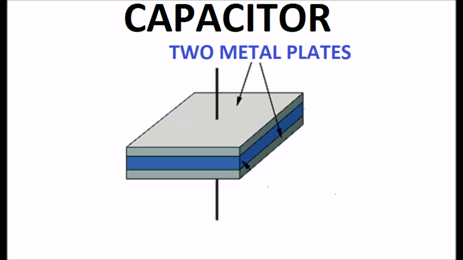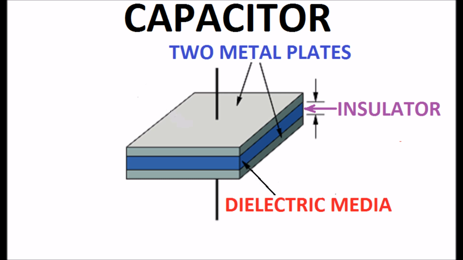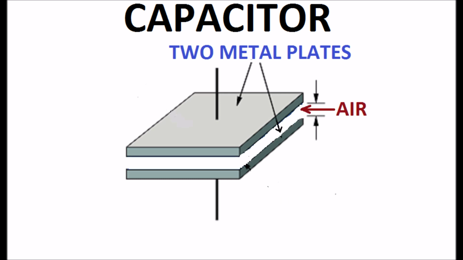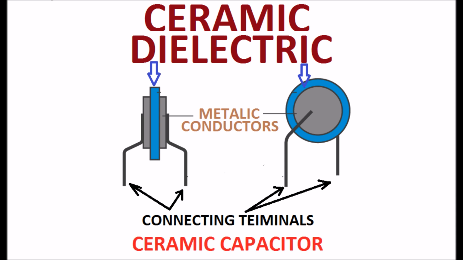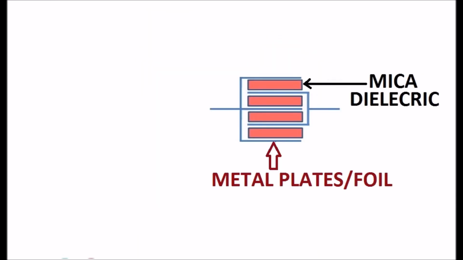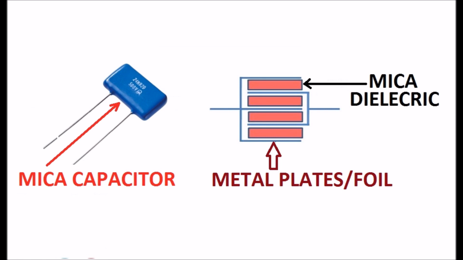Capacitor. A capacitor consists of two metal plates which are separated by an insulator. Insulator is called dielectric media. If it is separated by air, it is called an air capacitor. If ceramic is used as dielectric media, it is called a ceramic capacitor. If mica, then mica capacitor.